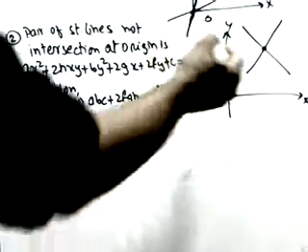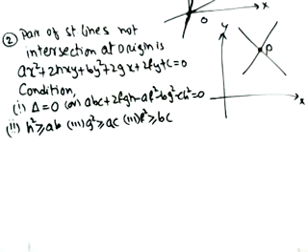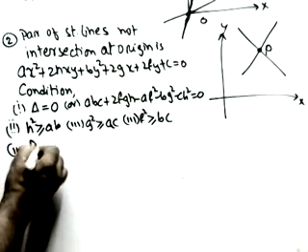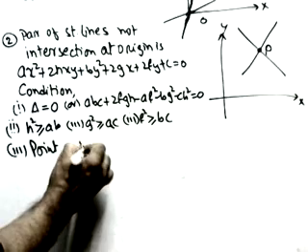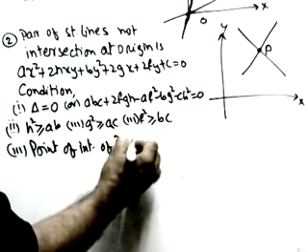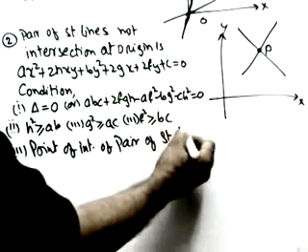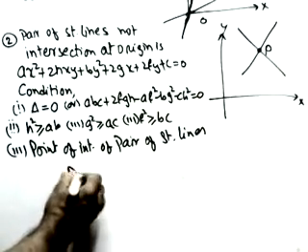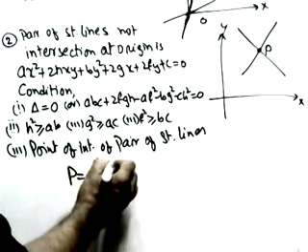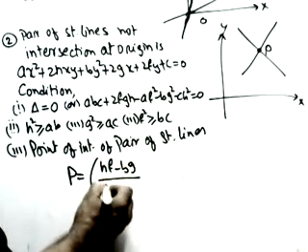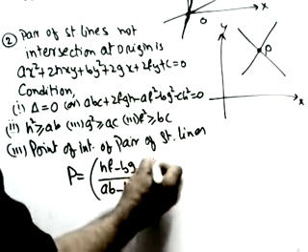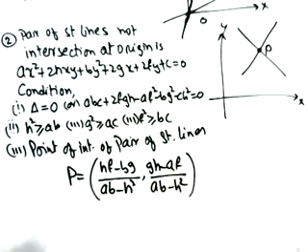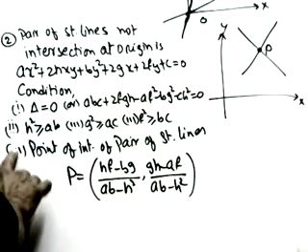One more thing we have to understand here. This is called the point of intersection of the pair of lines. Suppose this is P. Now let me write this. Suppose the question asks to find the point of intersection of the pair of straight lines, then we have to use this formula: P equals to (hf minus bg) by (ab minus h square), (gh minus af) by (ab minus h square).